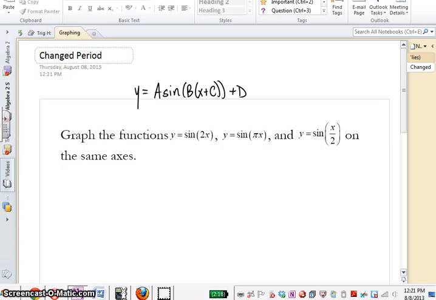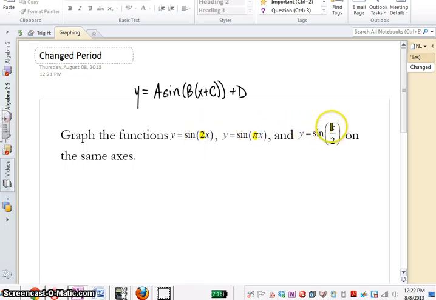Here we're asked to graph the functions y equals sine 2x, y equals sine pi x, and y equals sine of x over 2 on the same axis. These problems are all very similar to graph. The only difference comes up in the number that is multiplying x in each function.